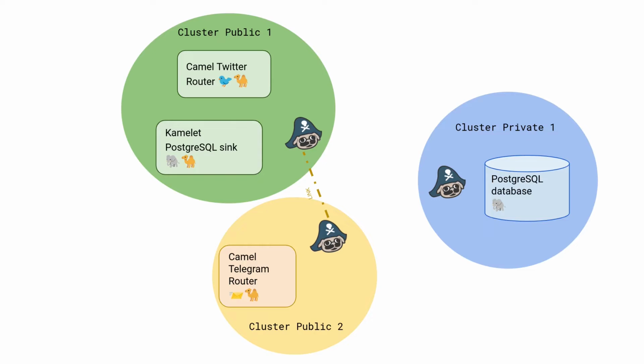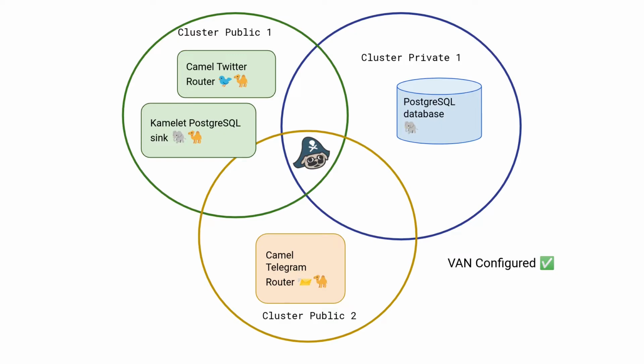We are going to create the first link connecting the public 2 cluster with the public 1 cluster. This link will establish a bidirectional communication. Meanwhile, in the private cluster, we are going to create two links to connect it with the two public clusters. At this point, our virtual application network is configured. This allows the applications to behave like they are deployed in a unique cluster.